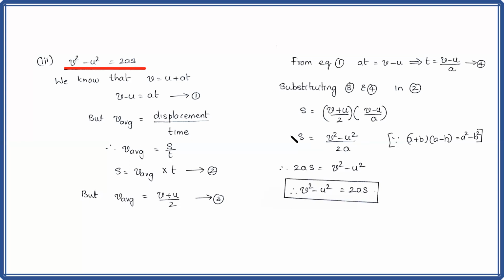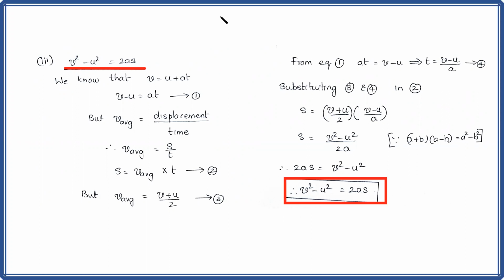Send 2A to the left side. Then 2AS is equal to V square minus U square, or V square minus U square is equal to 2AS. This is our third kinematic equation.